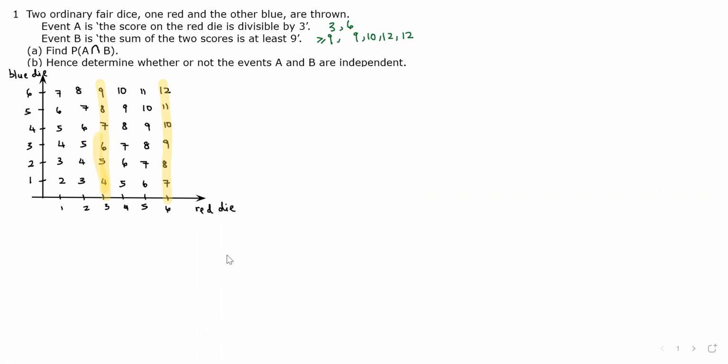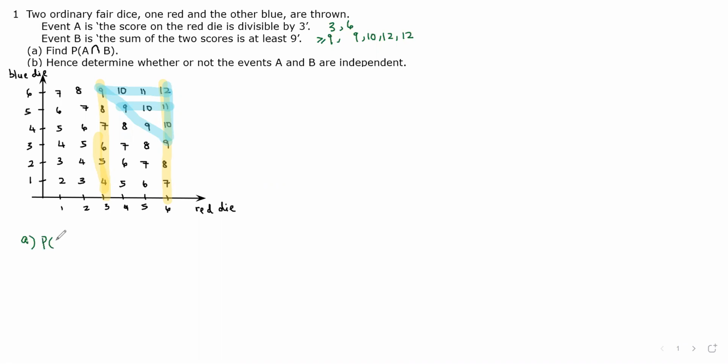And we look at B, where the sum of the two scores is at least 9. So the sum of the two scores is at least 9, we are looking at all these outcomes. The blue highlighted one would be the outcome of event B, and the yellow highlighted is the outcome of event A.